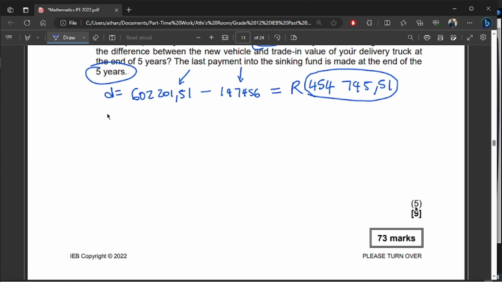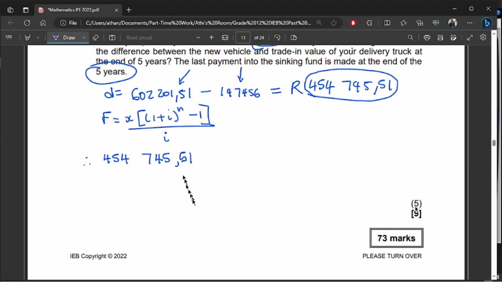Okay, so the formula for future value is F is equal to x [(1 + i)^n - 1] all divided by i. Now if I substitute here, our future value, the money that we are financing, is the difference between inflation and the 5-year amount for the truck being depreciated. So I take that, it becomes my future value. This is the value that we are looking for.